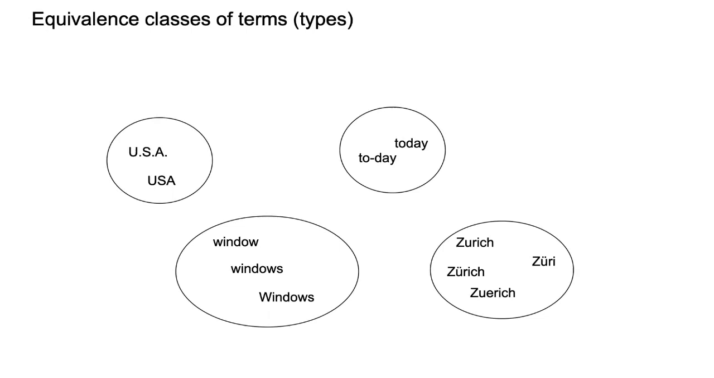Then we saw that you can build equivalence classes. I shouldn't have said terms here. I should have said equivalence classes of words. And you get what's called the normalized type, right? So USA, today, window, Zurich, and so on. These are equivalence classes, and you call them normalized types. And every one of these is going to give you a term in your standard inverted index, right? So this is the symmetric case where it's an equivalence relation.